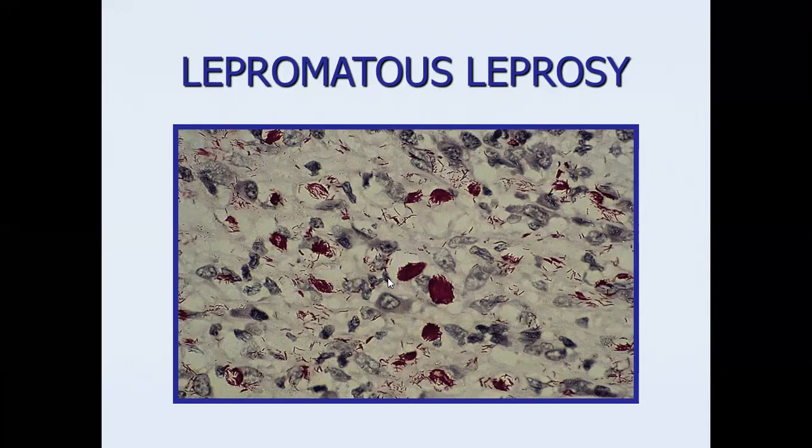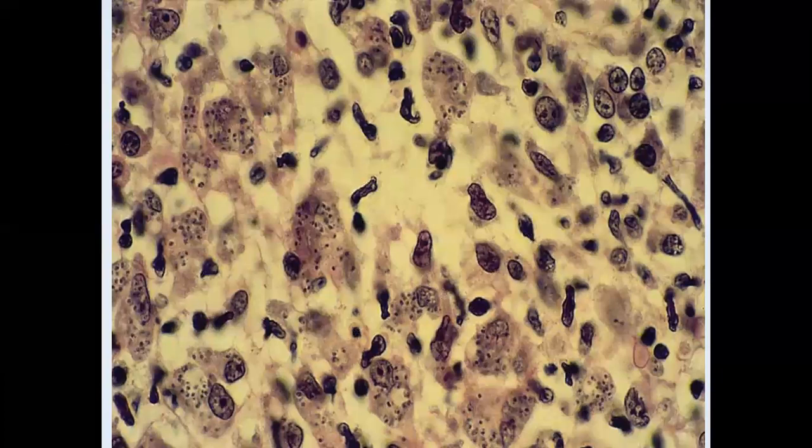Lepromatous leprosy, the Mycobacterium leprae are seen as clumps, which are called the globi, and again viewed at 100 magnification. This is a very typical, beautiful appearance of Leishmania trophozoite bodies. These are the intracellular bodies which are seen within the histiocytes or macrophages.